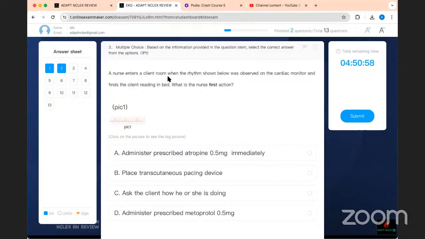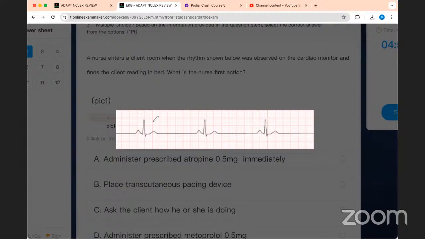And let's enter a client's room when the rhythm shown below was observed on the cardiac monitor. So he went to the client's room because he saw this rhythm and finds the client reading in bed. He's reading a book. What is the next first action? Easy way is always check if it's what? Uniform. This is regular. The lengths are the same. Then you have to check how many. The rate: 1, 2, 3, 4, 5, 6, 7. So 300 over 7. That's really low, right? Less than 50. Heart rate is really, really low, right? So this is bradycardia.